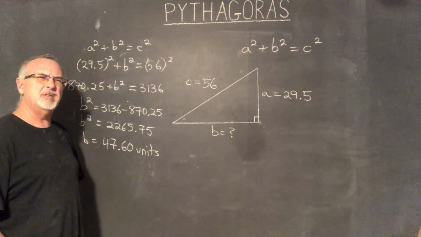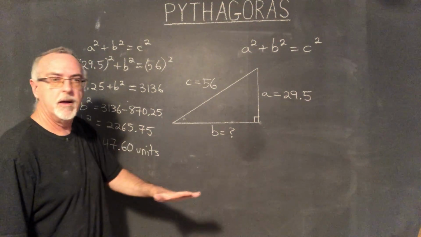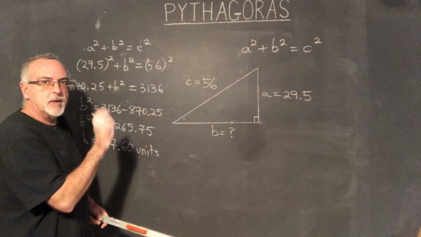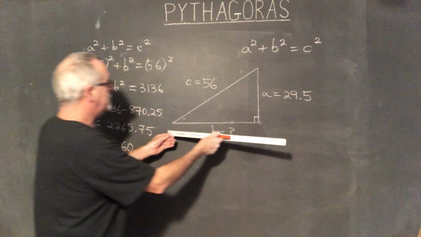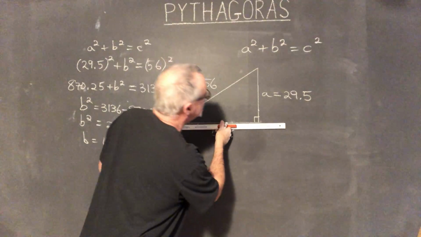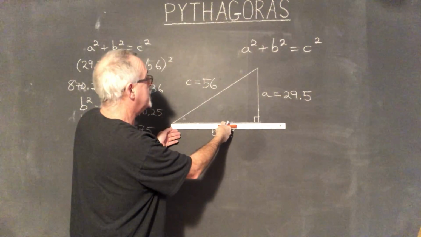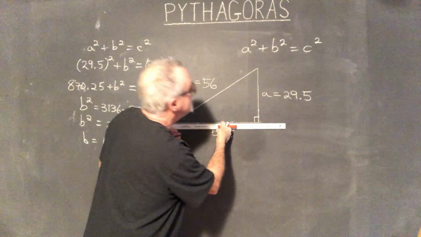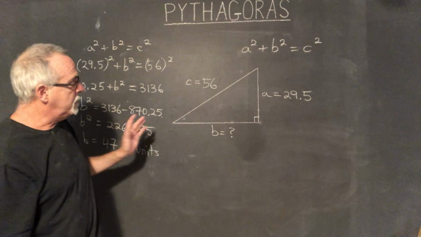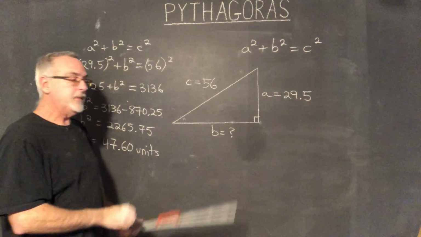And I don't want to call it rounding error, just rounding. Rounding changes the numbers a little bit. So 47.6 units, how close will we be? It's definitely less than 48 centimeters when I measure it. So it's 47 point something, it's more than 47.5, so that's pretty good.